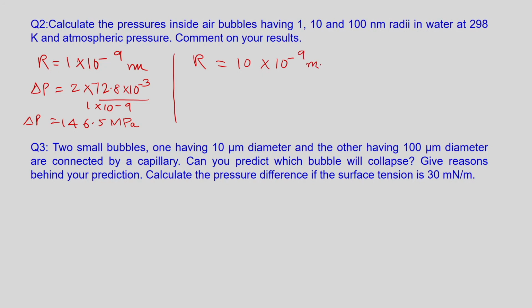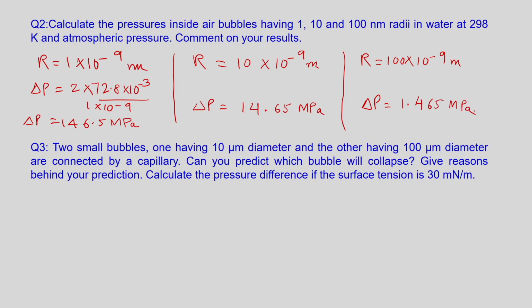So, you will get delta P as 14.65 megapascal. And when you have r equal to 100 nanometer, delta P is 1.465 megapascal. See how the pressure changes. Remember these are all pressure differences, not absolute pressures. For absolute pressure you add the atmospheric pressure to it. So, see such a high difference, so much it depends on the radius.